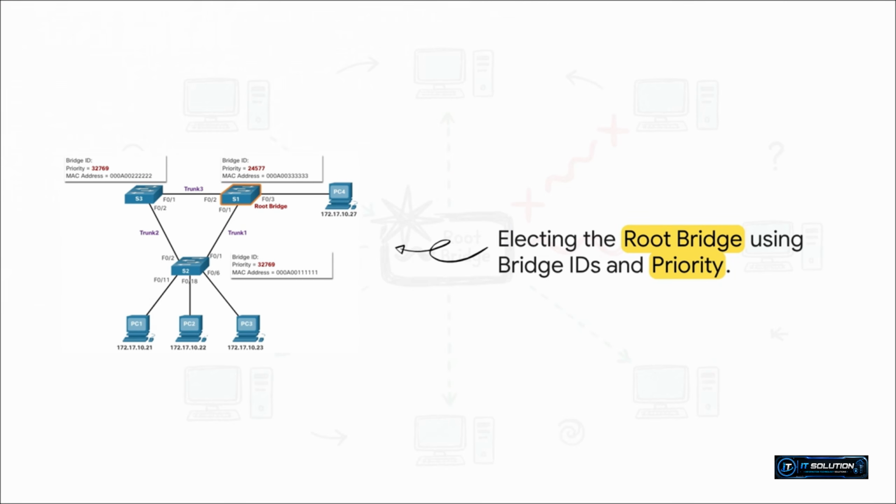The switch with the lowest bridge ID gets crowned the root bridge. Now, the bridge ID is just made up of a priority value and the switch's MAC address. By default, that priority is set to 32,768. But if an administrator lowers a switch's priority, say down to 24,577, it automatically wins the election, becoming the central reference point for the entire network.